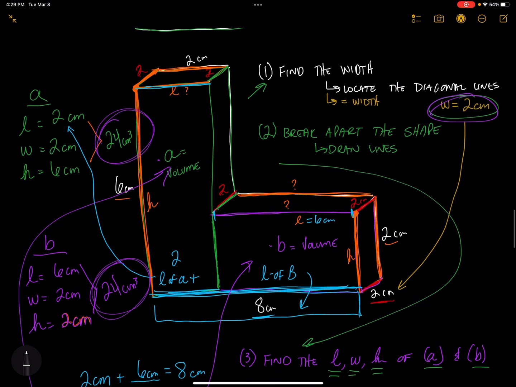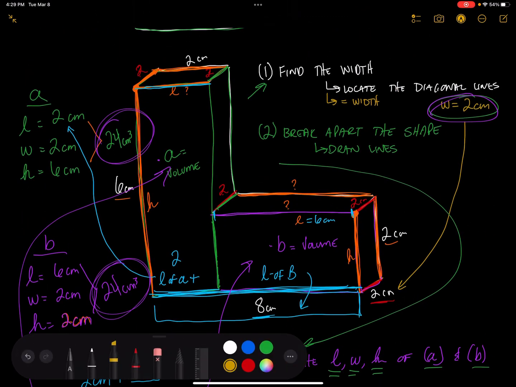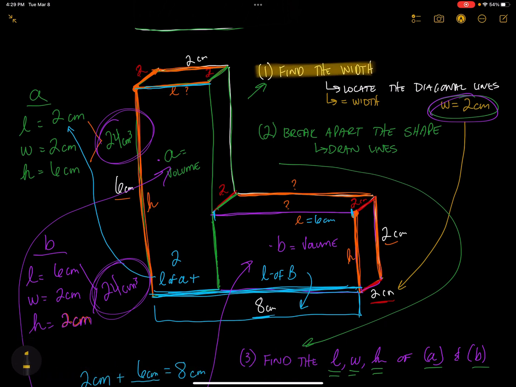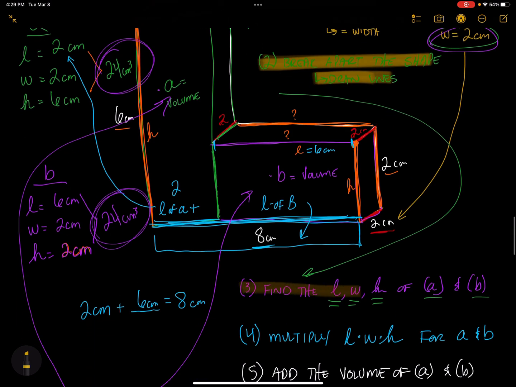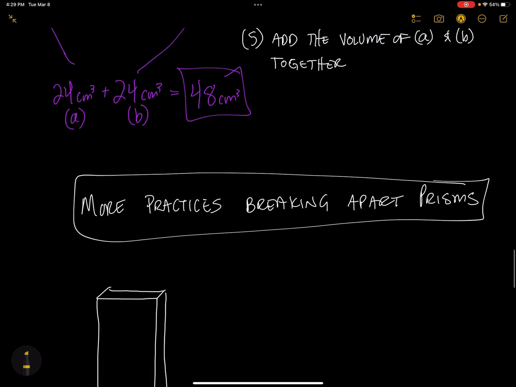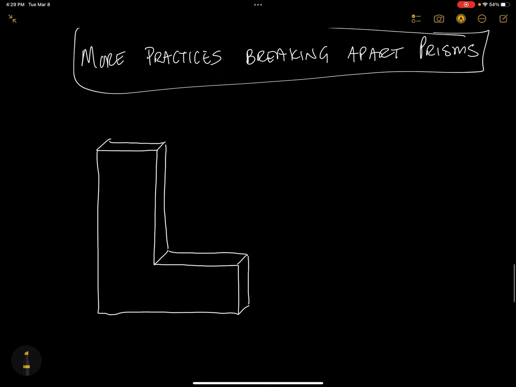We're going to find, let me highlight this for you, okay, we're going to find the width. That's step 1. Then we're going to break apart the shape and draw the lines. And then we're going to find the length and the width and the height. We'll do those 3 steps. We will not do the multiplying, and we will not add them together, okay?